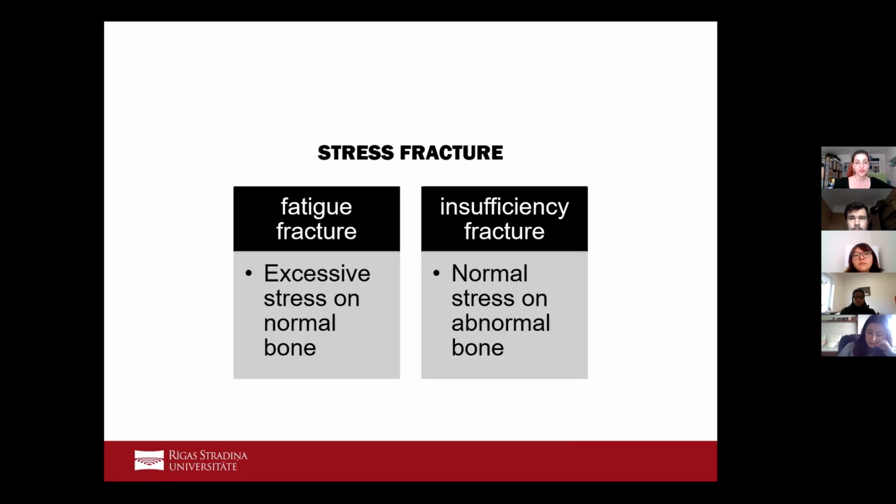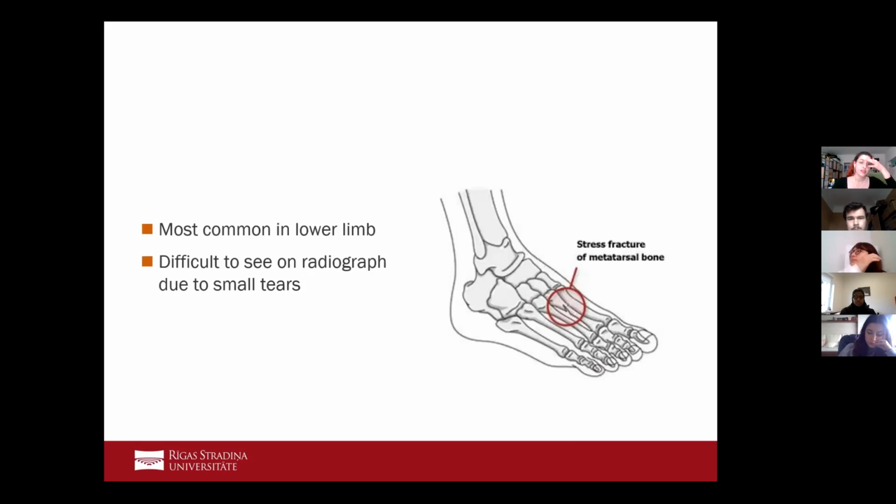There's 2 types of stress fracture. There's fatigue fracture, in which excessive stress is placed upon a normal bone. And there's insufficiency fracture, in which normal stress is placed on an abnormal bone. It is most common in the lower limb and can be quite difficult to see on the radiograph due to the small tears it causes.